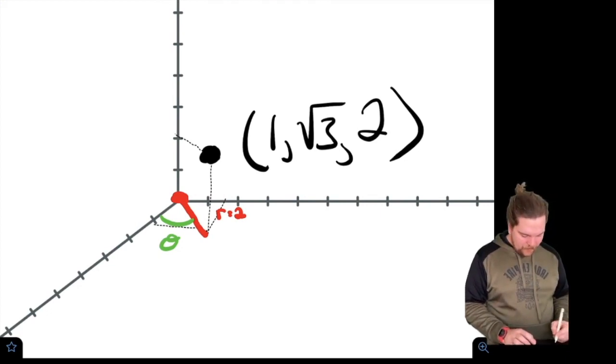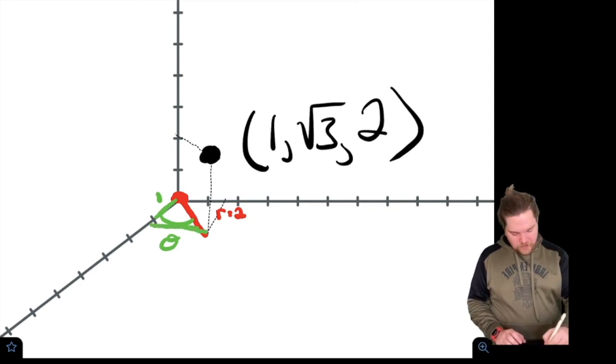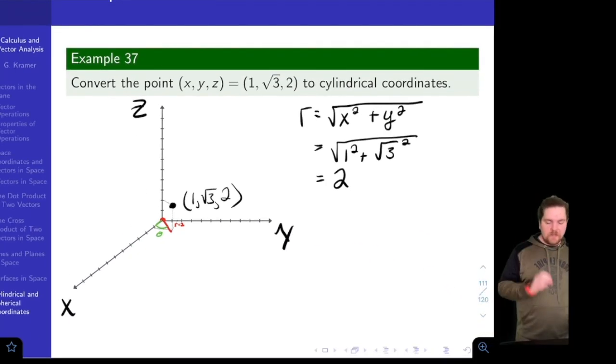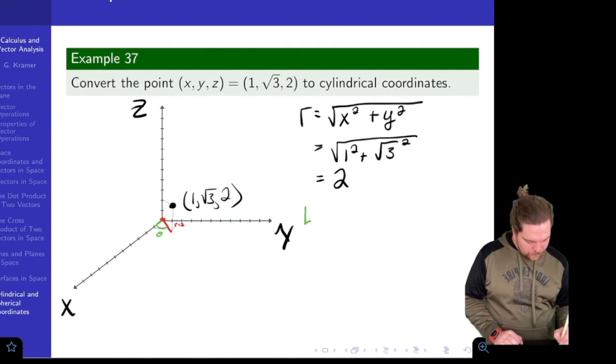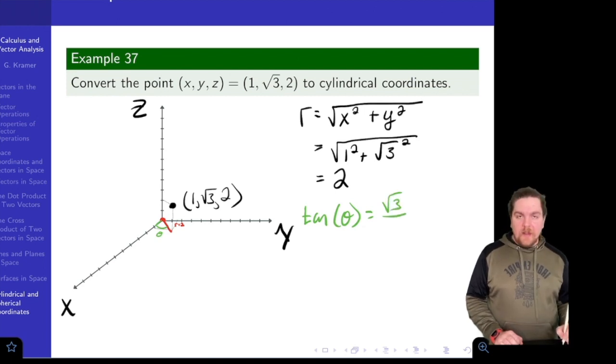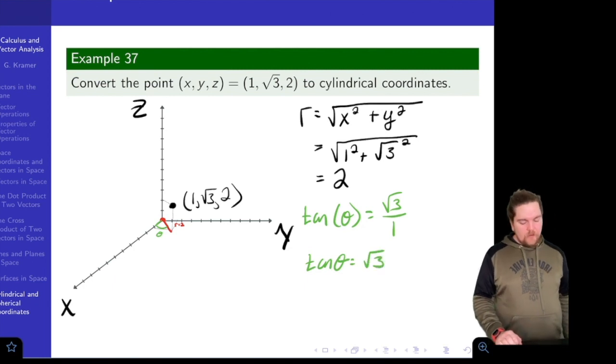So a few things that we can think about here. We know that this distance is 1, and we know that this distance is going to be the square root of 3. So because we know those two distances, we can find theta in terms of our tangent function. Tangent is the side length opposite theta, which in this case is the square root of 3, divided by the side length adjacent to theta, which in this case is 1. So we're really trying to solve the equation tangent of theta equals the square root of 3.